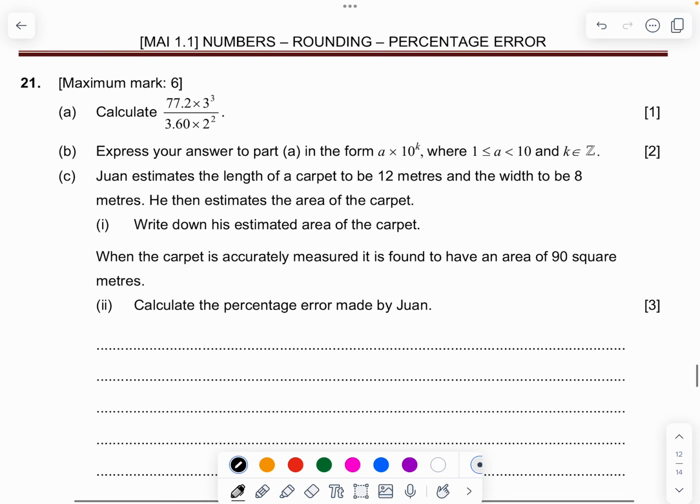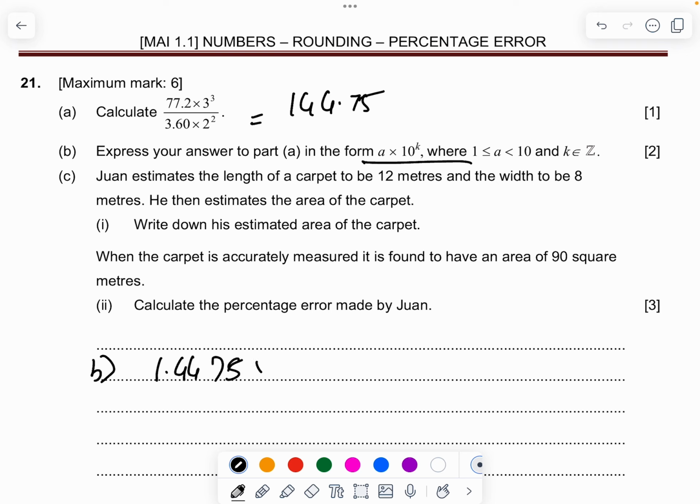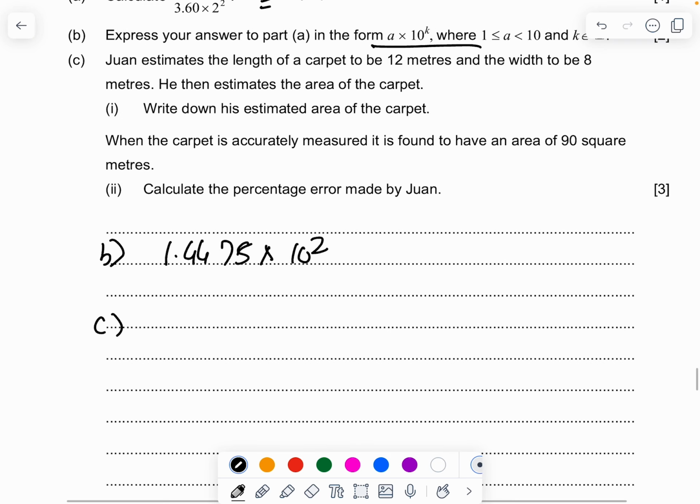Question number 21. Calculate this value. It is 144.75. Write down in the standard form: 1.4475. 2 digits it should go forward, 10 power 2. Then John estimates the length of the carpet as 12 and 8. Write down the estimated area. Area will be 12 times 8, which is 96 meters square.